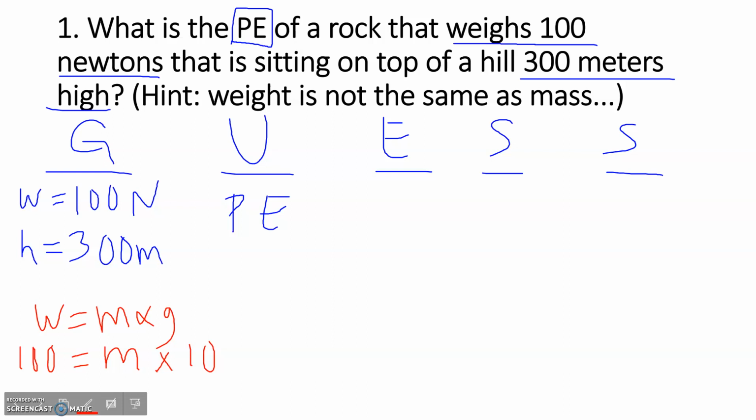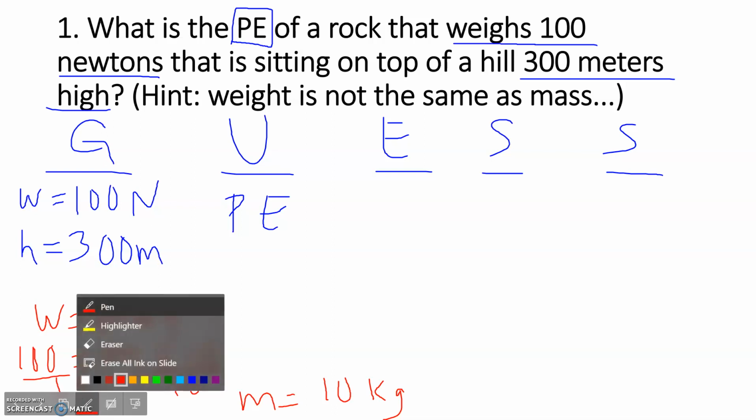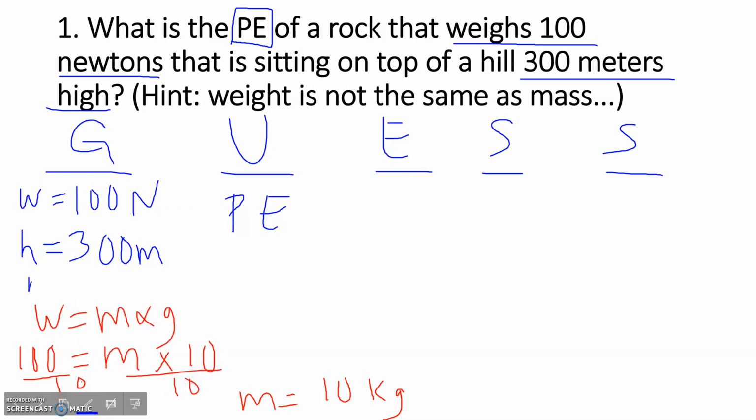All right, so to get m on a side by itself, you're going to have to divide by 10, divide by 10. So that means that your mass is 100 divided by 10. So that's going to give you 10, and we're talking about mass, so kilograms. All right, so we know our mass is 10 kilograms.